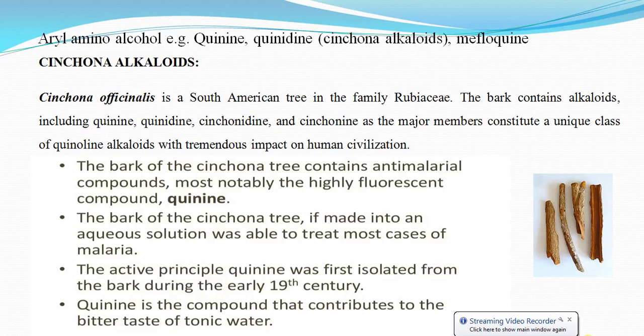These alkaloids are obtained from the cinchona bark. The bark contains 64 alkaloids, but four are useful against the erythrocytic schizonts. The biological source of the cinchona bark is Cinchona officinalis, a South American tree in the family Rubiaceae. The chemical constituents of this bark are quinine, quinidine, cinchonine, and cinchonidine. These are the major constituents of the Cinchona bark.